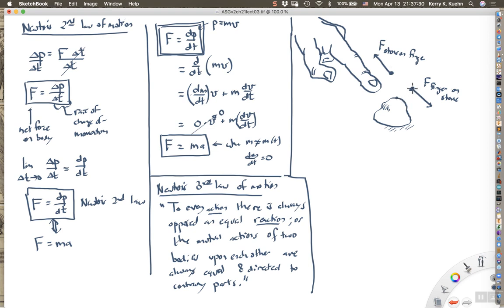On the one hand, you have a free body diagram for the stone, and you have the finger force pushing on the stone. And on the other hand, you have this free body diagram representing your finger and the stone pushing on your finger. These two forces right here are the equal and opposite forces that Newton is talking about in his third law. They're equal in size, and they're directed to contrary parts. They're directed in opposite directions. So that's an example of an application of Newton's third law.